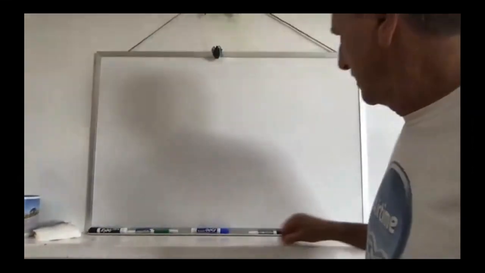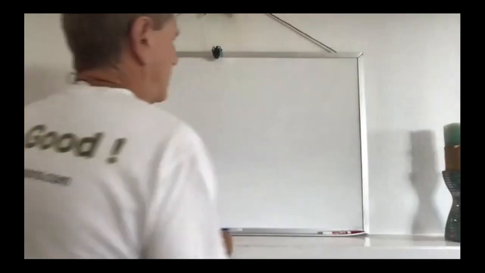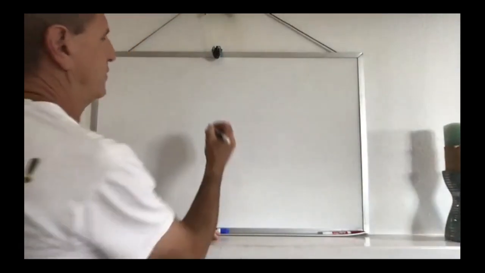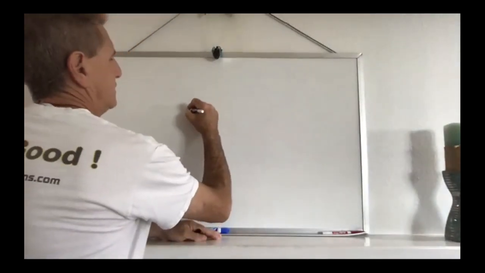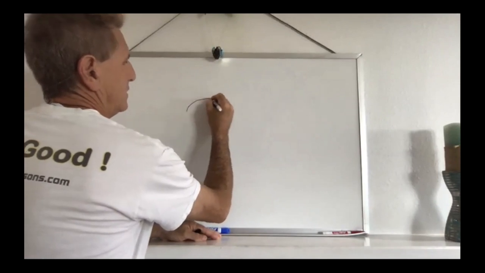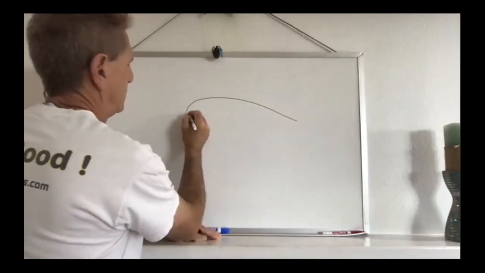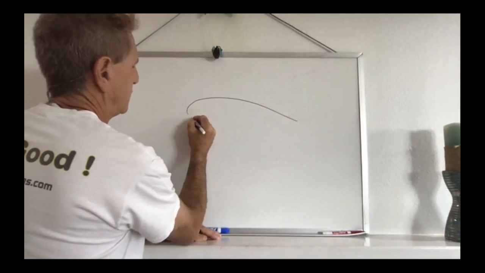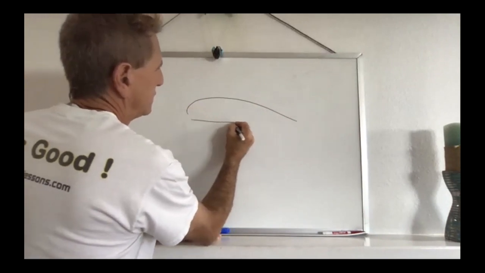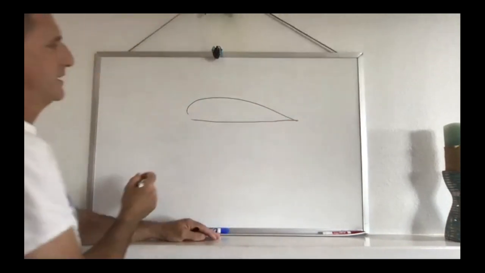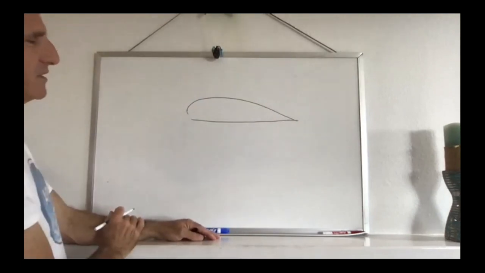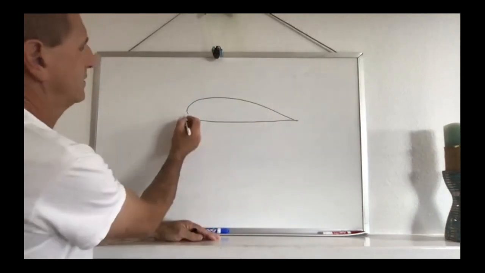Okay, so let's get started. We're gonna talk about how airfoils fly. And how badly I draw. Actually, that's pretty good. This is basically a cross-section of a paraglider.